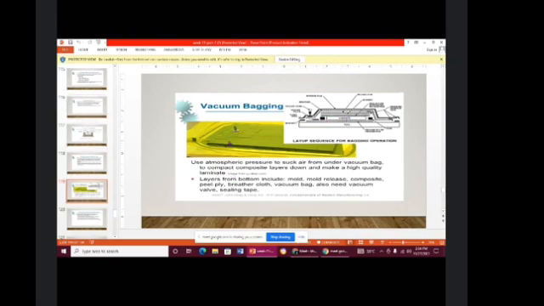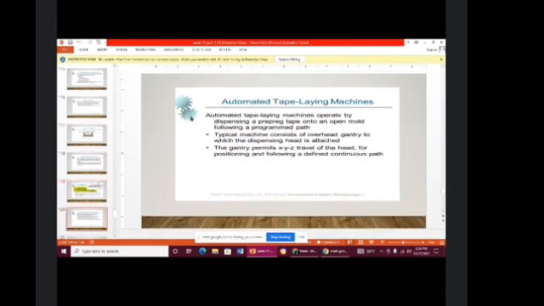Next is the automated tape laying machines. They operate by dispensing a prepared tape onto the open mold following a programmed path. The typical machine consists of an overhead gantry to which the dispensing head is attached. The gantry permits XYZ travel of the head for positioning and following the defined continuous path.